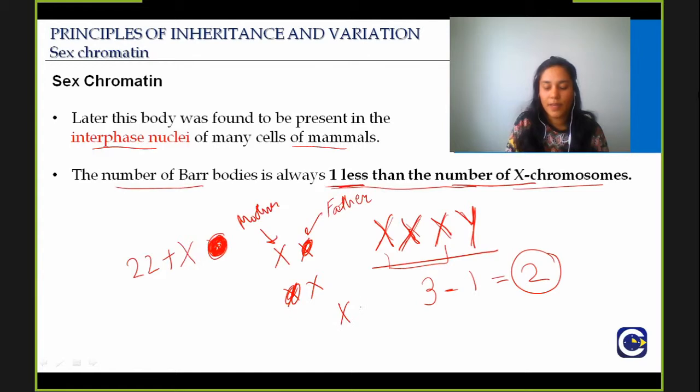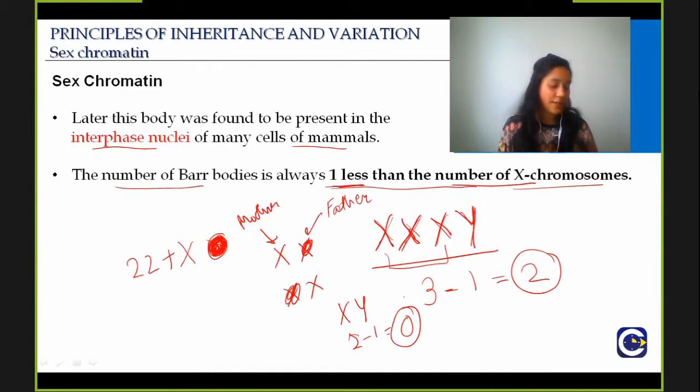This is a normal male, right? 1 less than the number of X chromosomes. 1 X chromosome minus 1, 0. That is why in males there is no bar body. Very good. Everybody is answering 2. Very good, guys. Let's proceed.